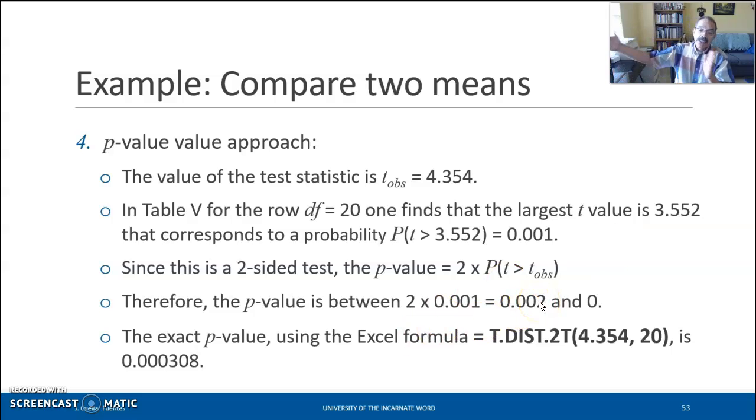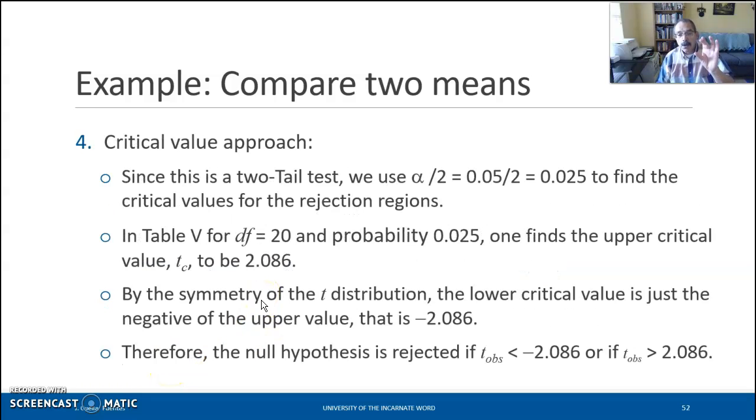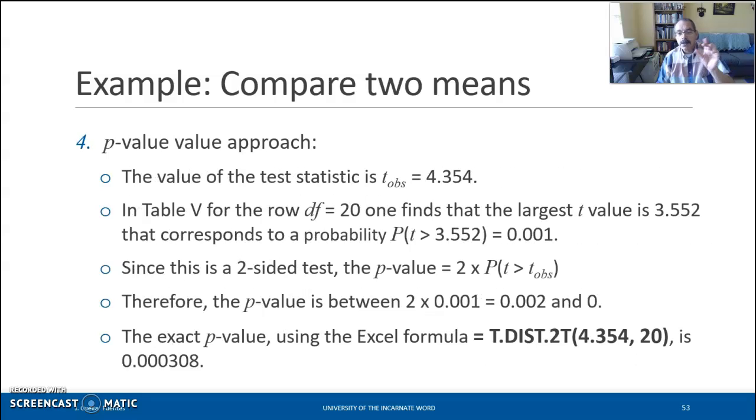And since we don't know what's smaller than that other than 0, we say that the p-value is between 0.002 and 0. If you want to calculate the exact p-value, you can use this formula in Excel, and you see that the exact p-value is 0.0000308. All right, so now we know the rejection region, and we know that the p-value is between 0.002 and 0. And if you have access to Excel, then you will know that the exact p-value is 0.0000308.